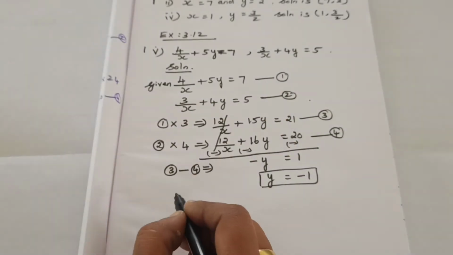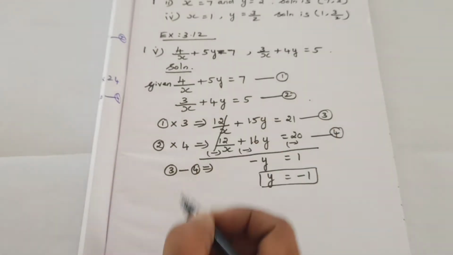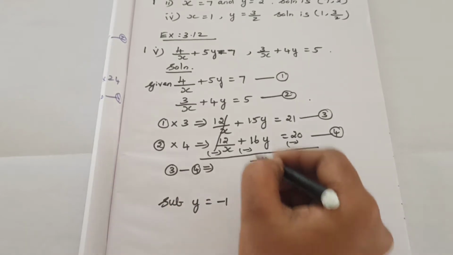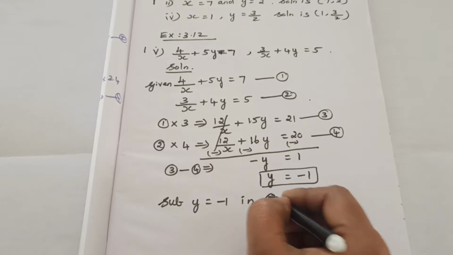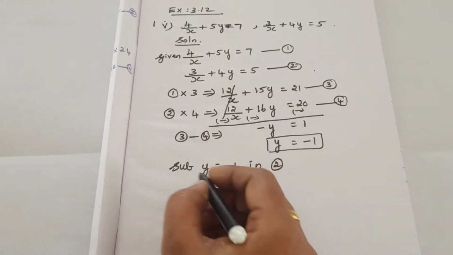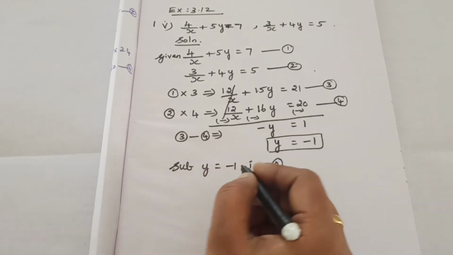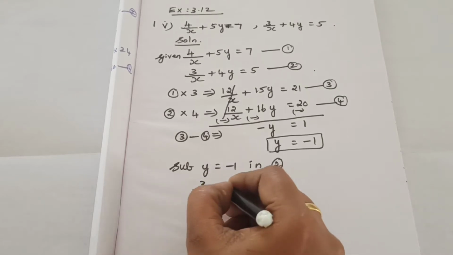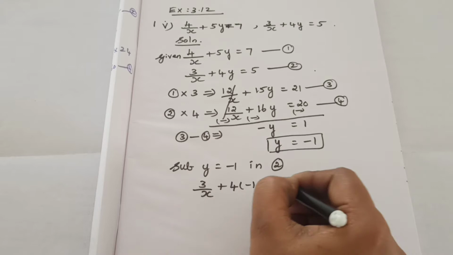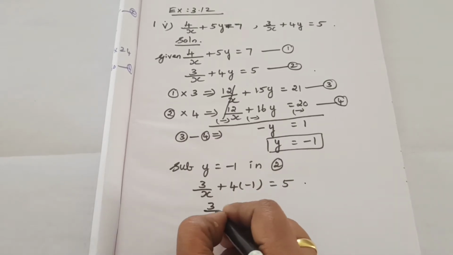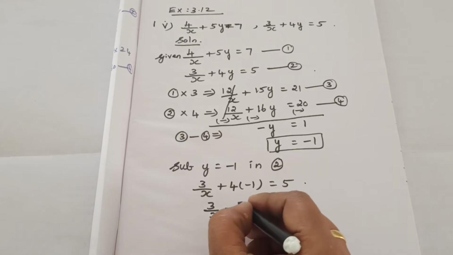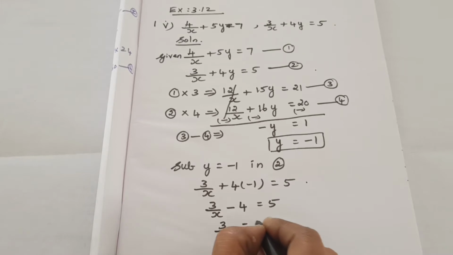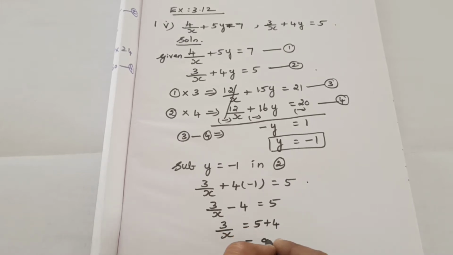Shall we substitute in any one equation? Then equation number 1 we can substitute, isn't it? Then substitute y is equal to minus 1 in 1 or 2? Equation number 2 shall we substitute? Okay. Or equation number 1 also we can substitute. Then same answer only you will get. 3 divided by x plus 4 into minus 1 is equal to 5. Okay. 3 by x minus 4 is equal to 5. Therefore, 3 by x is equal to 5 plus 4 is equal to 9, isn't it?